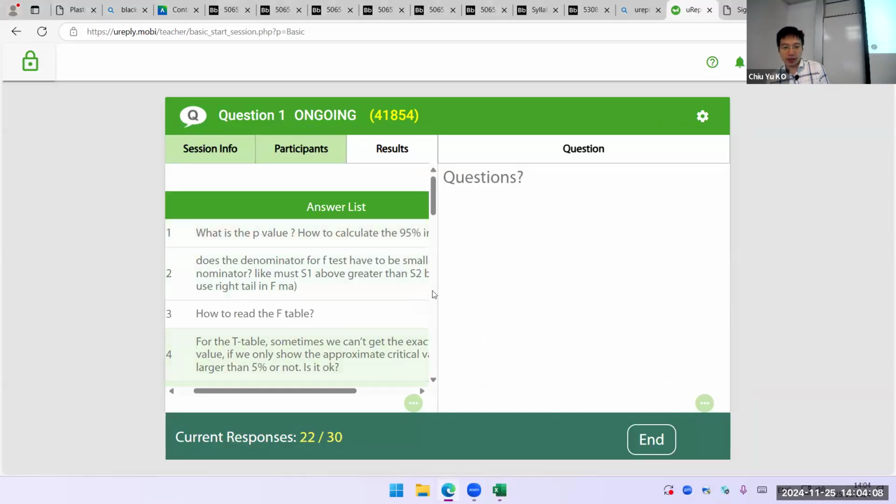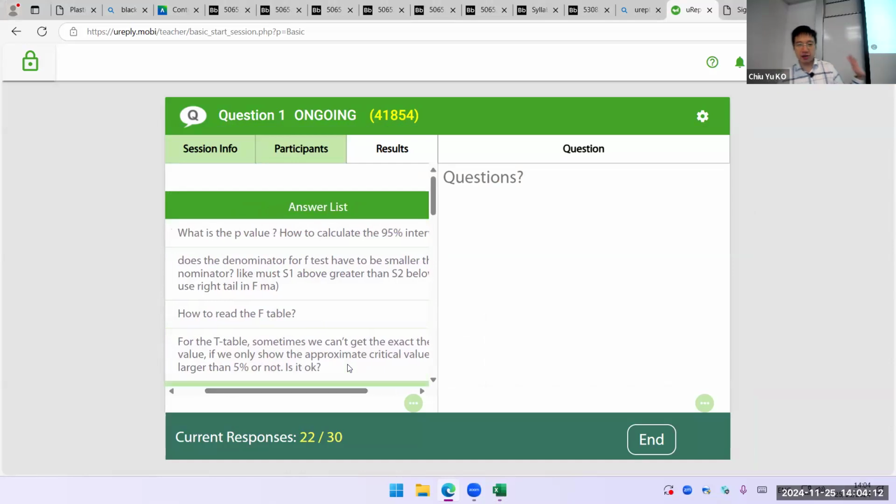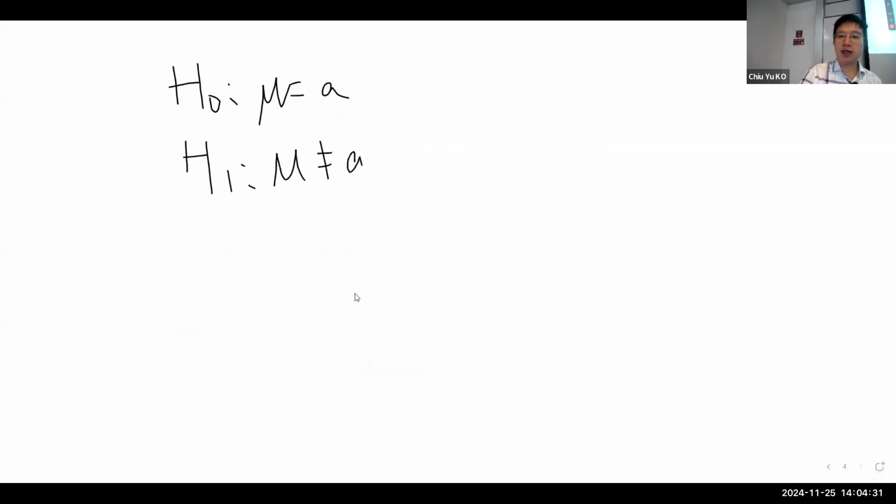So a question here was: p-value, how to calculate the 95% confidence interval? So p-value again, the idea is like this. I use the z test to talk about p-value because we have already done it. So mu equal to A, mu not equal to A, right? How do we do this?